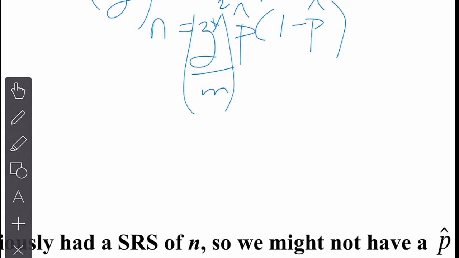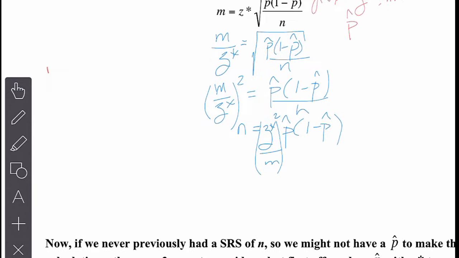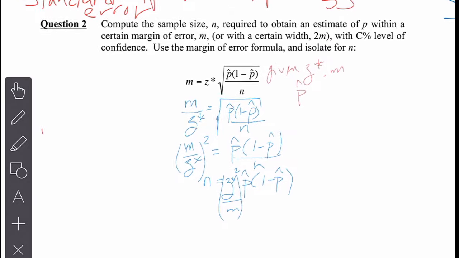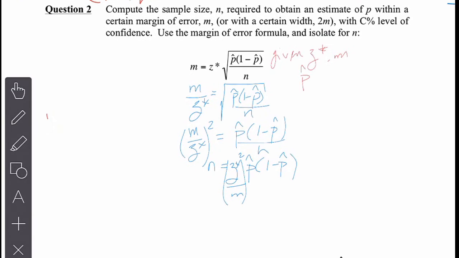So let's apply this formula so you know what I'm talking about. Compute the sample size n required to obtain an estimate of p within a certain margin of error m, or with a certain width 2m. I'll explain that as the problems arise. With C star level of confidence, use the margin of error formula and isolate for n. So we just did that.